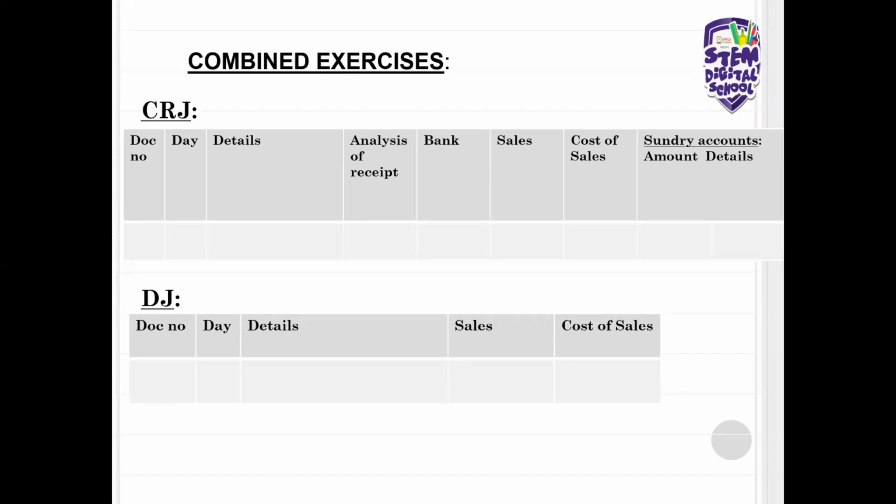There in front of you is the format, or the columns that you're going to need for the CRJ. Again, it's document number, date, details, analysis of receipts, bank, sales, cost of sales, and sundry accounts. And for the debtors journal, it's document number, day, details, sales, and cost of sales. That is normally a fixed format, but I will quickly stay about 3 minutes so you can copy this one before we continue.